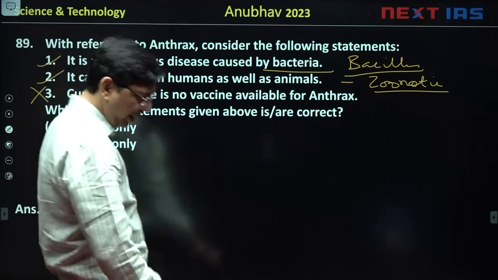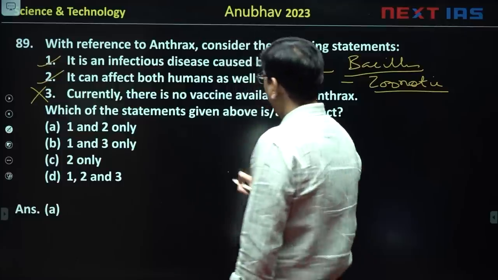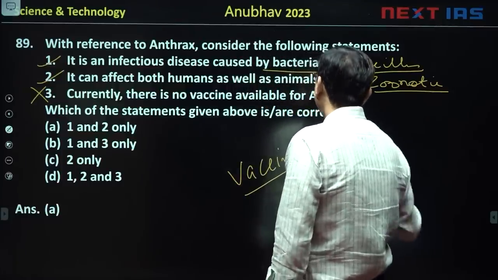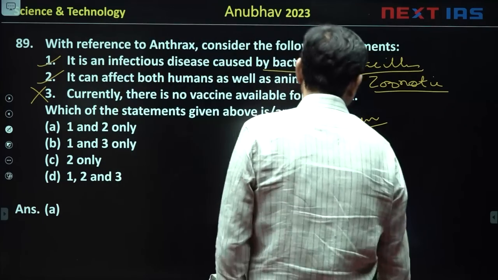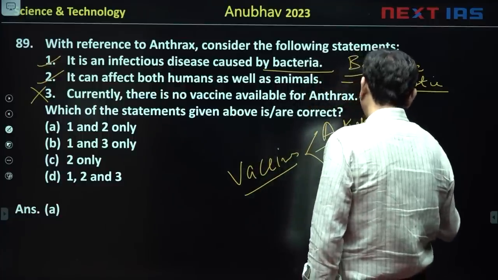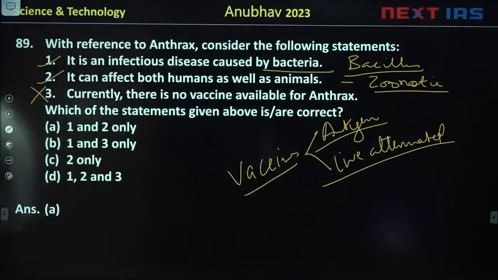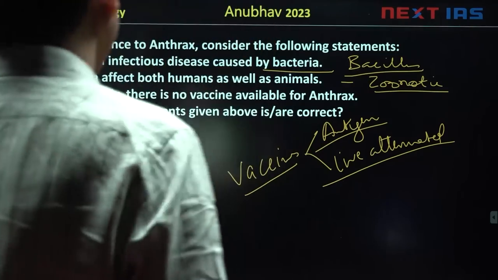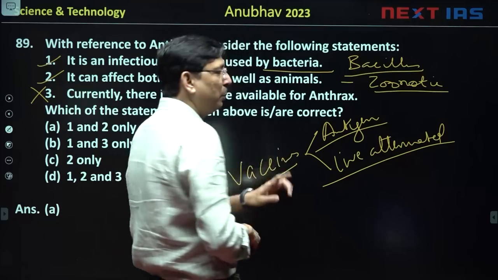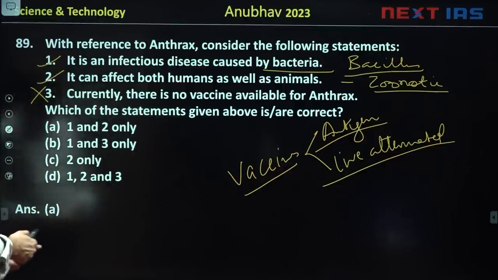There are vaccines. There are two types of vaccines. One is a filtered vaccine where we use the antigens, meaning the protein of the bacteria, as a vaccine. And the second one is where we use a live attenuated pathogen. Live attenuated pathogen means we are making the pathogen weak and then using it as a vaccine, like the oral polio vaccine. But polio is a virus, this is bacterial. So, no confusion of any sort should be there.